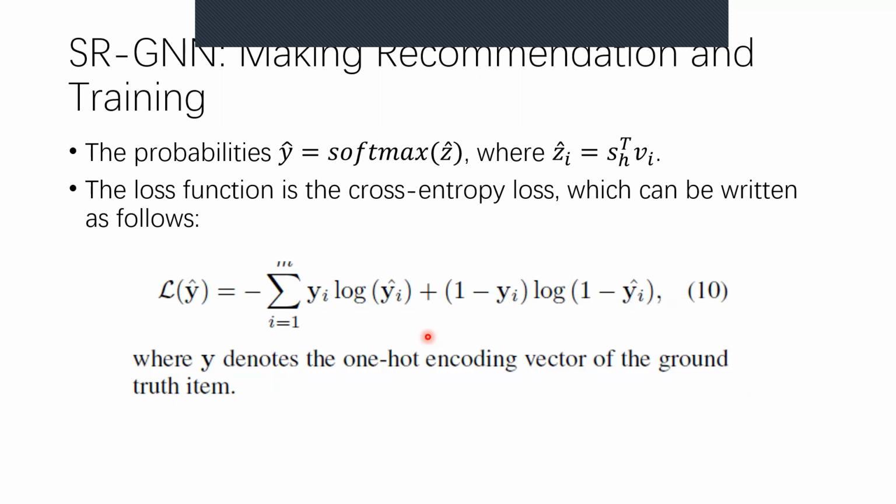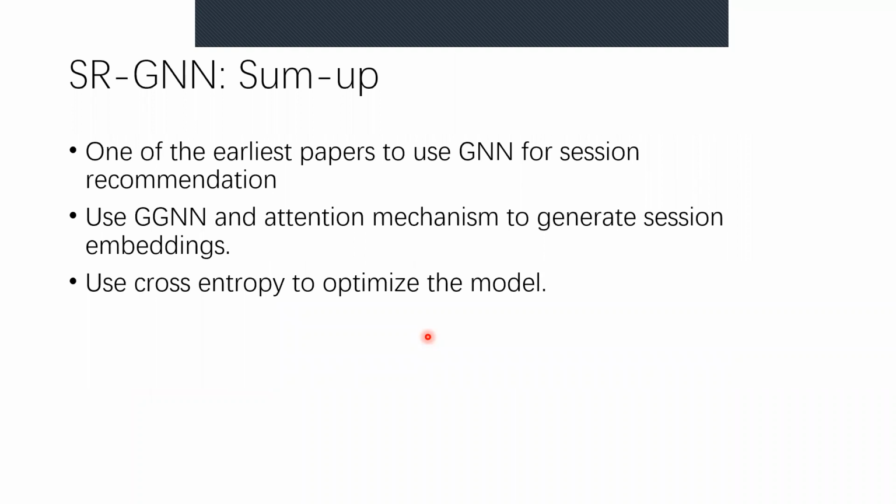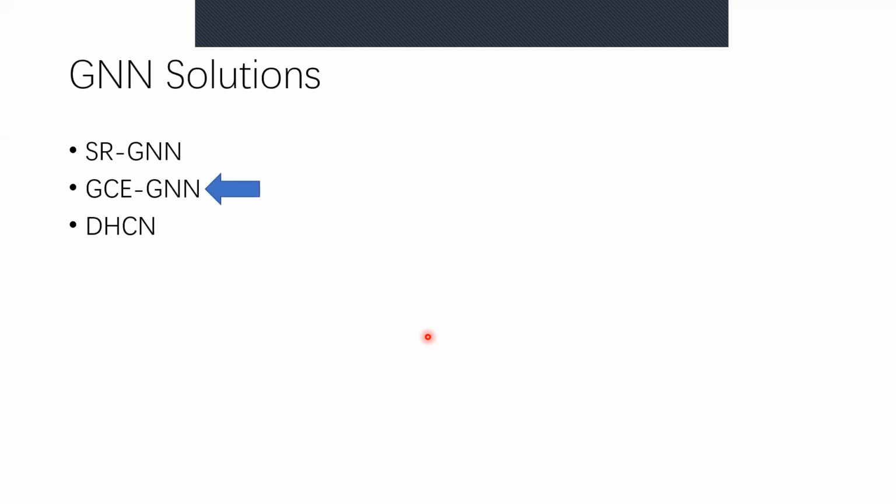So to sum up, SRGNN is from the early paper. We use GNN for session recommendation. It uses gated graph neural networks and an attention mechanism to generate session embeddings, and uses cross entropy loss to optimize the model. I'm going to skip the experiments part of SRGNN because first it's kind of early, and then it was compared by the other two methods. So we can just see SRGNN's performance in their experiments.